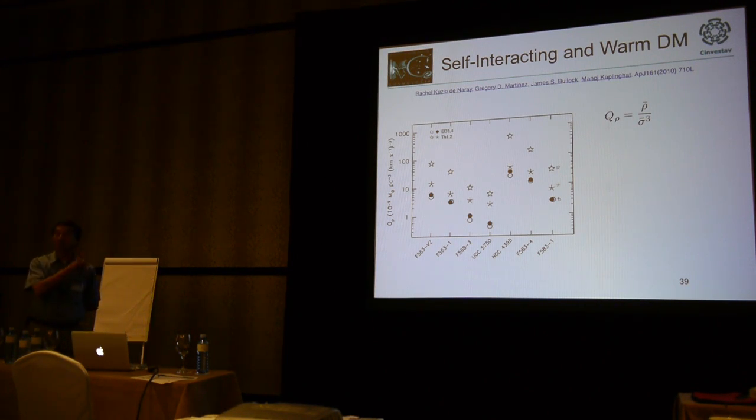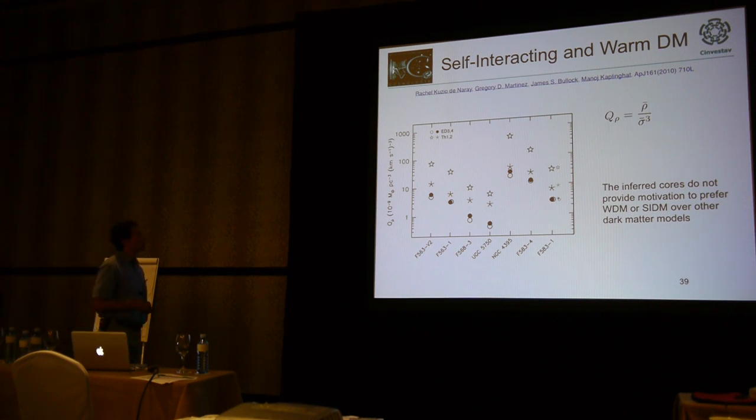But in order to fit the rotation curves in the galaxies, we have to put very, very different values for the constant. You see, these are different galaxies, and this Q is used in order to fit each galaxy. And you see, for different galaxies, you need to use very different Qs. And therefore, the conclusion of this group is that the inferred cores do not provide motivation to prefer warm dark matter or self-interacting dark matter or other dark matter models.